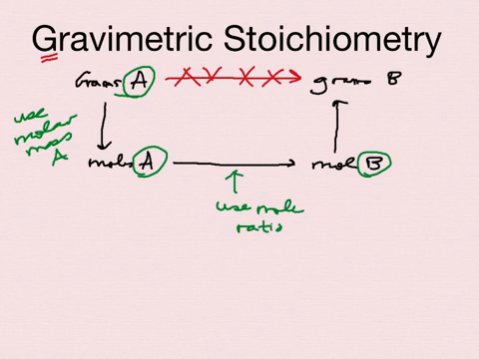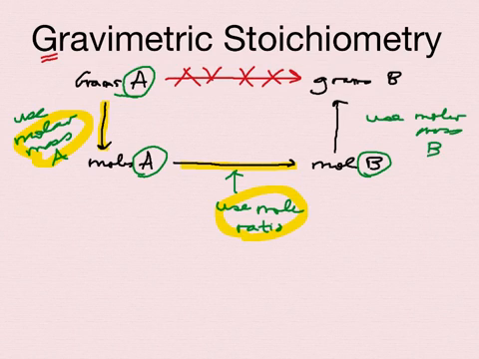Now that's two steps. Notice two arrows. The first step, grams to moles, use the molar mass. The second step, from moles to moles, use the mole ratio. The third step, if that's required, and it usually is, you want to change from moles of the new substance up to grams of the new substance. Therefore, you're going to have to use the molar mass of substance B.